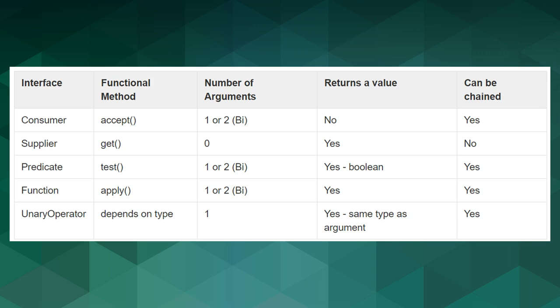The Can Be Chained column is yes for consumer. Now we didn't actually cover this, but we can chain consumers together with the Consumer.andThen method. Consumers don't return a value, so how does that actually work? Well, rather than working on the result of the previous consumer, each consumer in the chain runs using the argument that's passed to the accept method. So let's actually go back to Java and just look at a quick example of this.